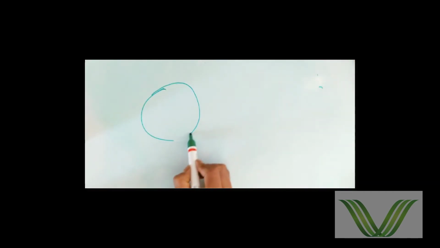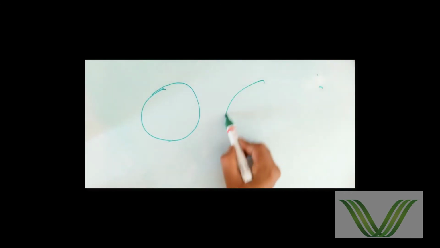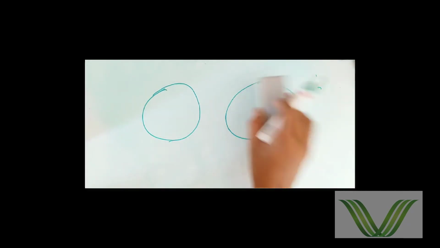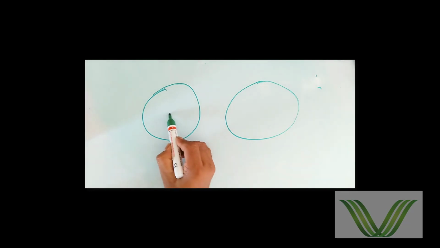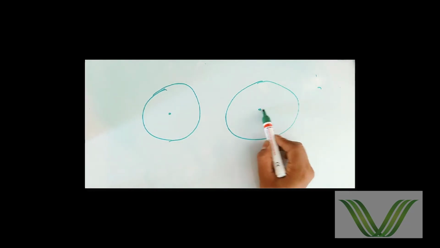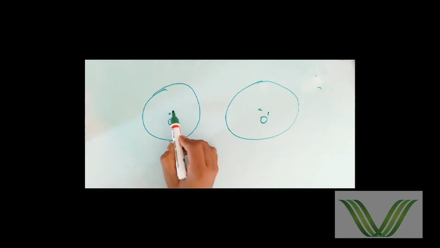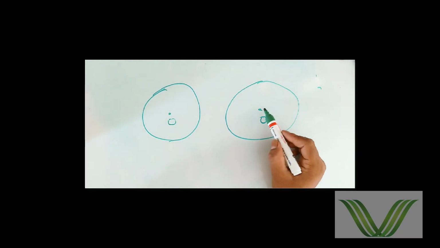So it is a freehand drawing. The circle may not be as perfect as a drawing with a compass, but these are two different circles, where I will name one circle as O and another circle as O dash. The center of the first circle is O and the center of the second circle is O dash.